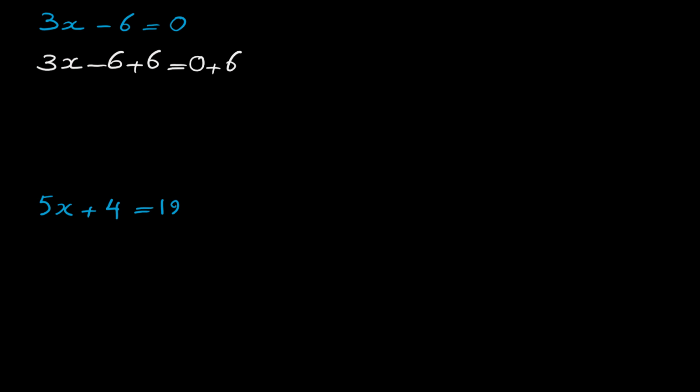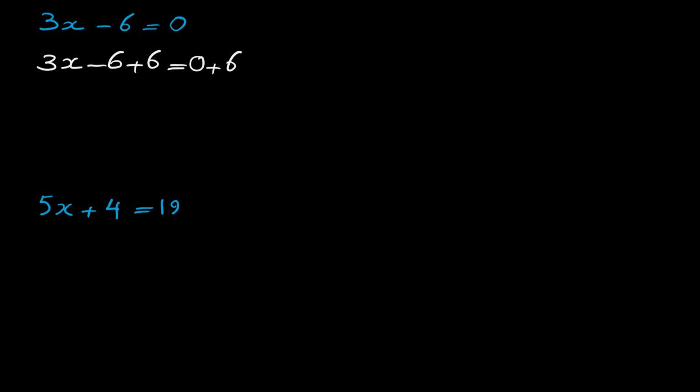So this is the first step. Because here we have negative 6, we add 6 to both sides. If we have negative 4, we add 4 to both sides. If we have plus 4, then we subtract 4 from both sides, the opposite.